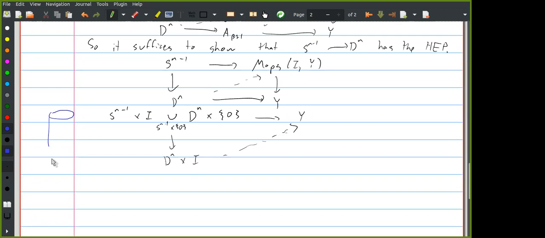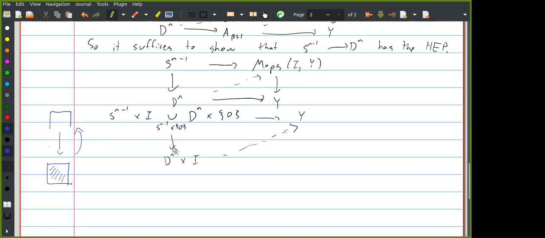I need to think about how I draw this. Let me draw the n equals one version instead of the n equals two version. So the source looks like this, and the target looks like this. And there's a retraction from the target onto the source that pushes all the inside of this square to these three sides.